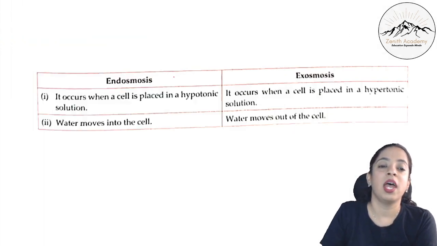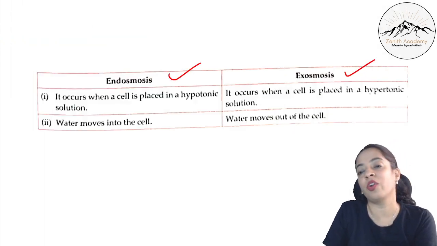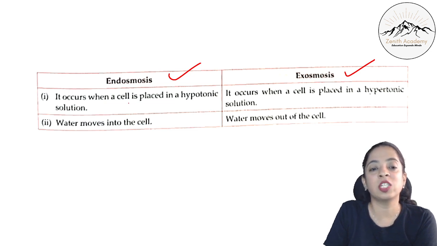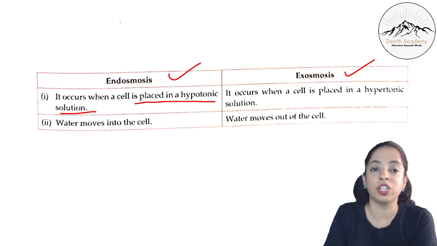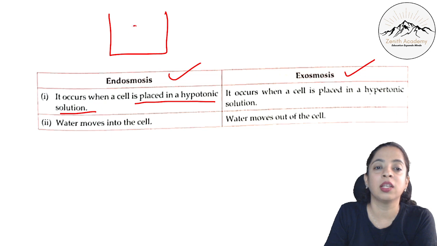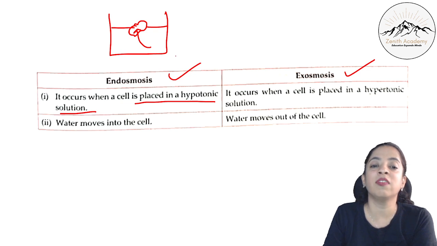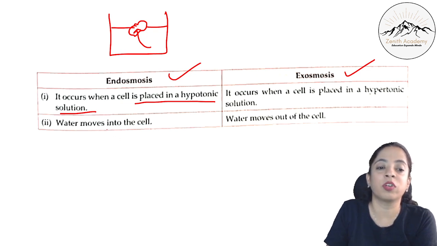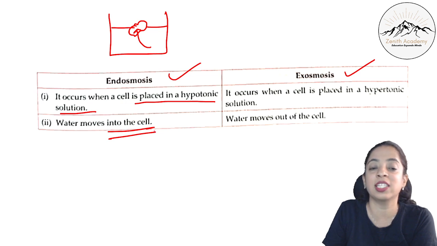Let's go ahead. Endosmosis and exosmosis is already very clear to you. Endosmosis occurs when a cell is placed in hypotonic solution. If this is a cell placed in hypotonic solution, then the water will move in. Whenever water is moving into the cell, that is known as endosmosis. And which type of solution is here? Hypotonic.